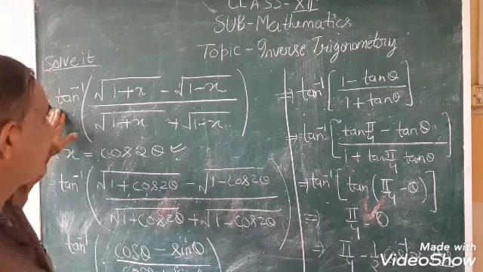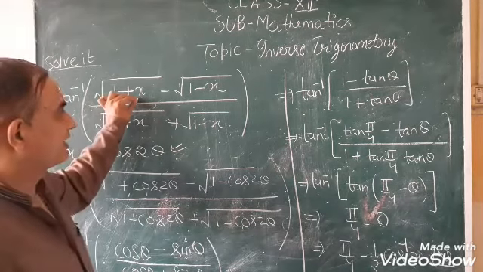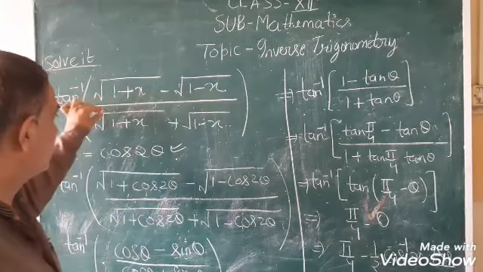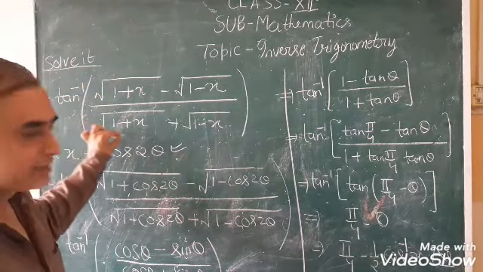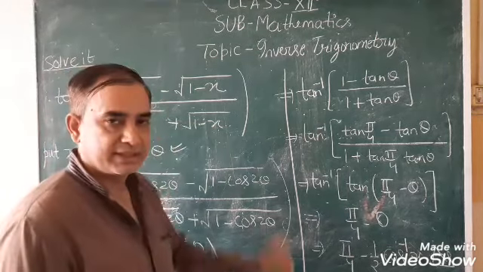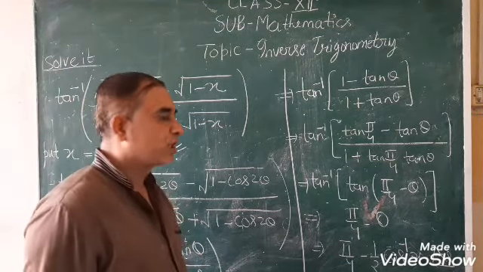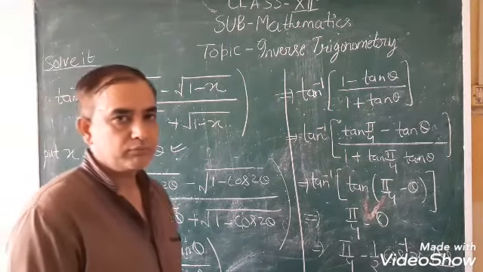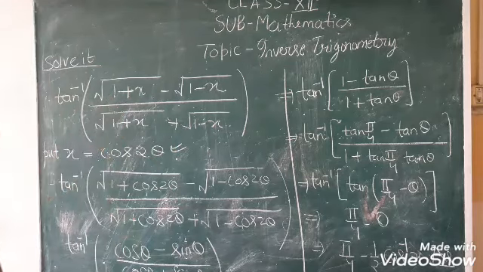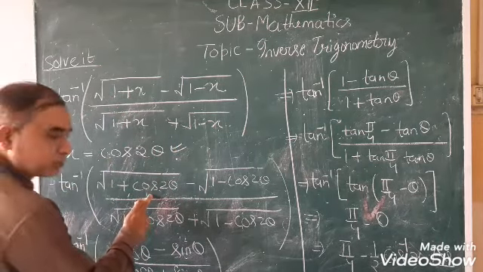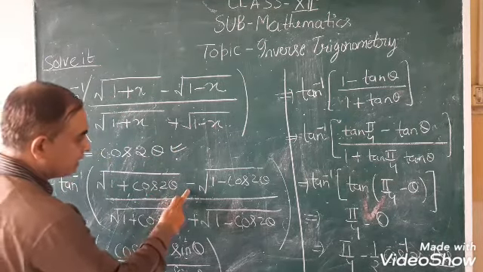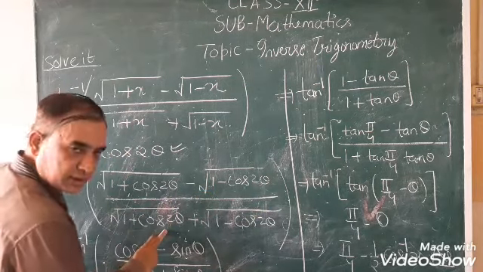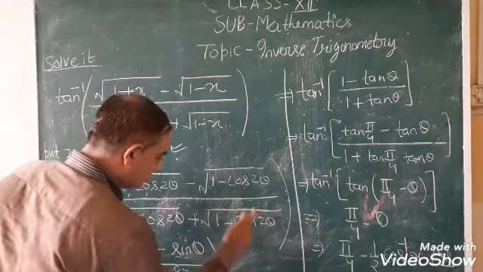There is tan inverse of (√(1 + x) − √(1 − x)) over (√(1 + x) + √(1 − x)). For solving this type of question, we have to put x equal to cos 2θ. So we put cos 2θ here, we get √(1 + cos 2θ) minus √(1 − cos 2θ) upon √(1 + cos 2θ) plus √(1 − cos 2θ).